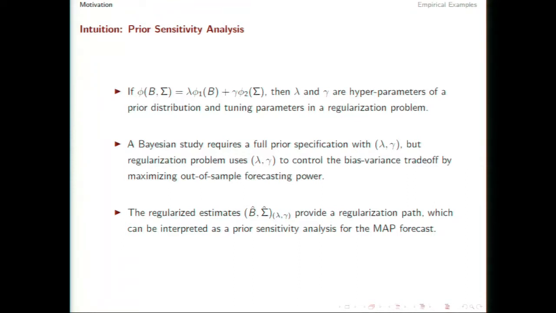So the idea is very simple: any Bayesian study requires you to know the prior distribution. If we use the normal as a prior, you have to provide the mean and the variance.